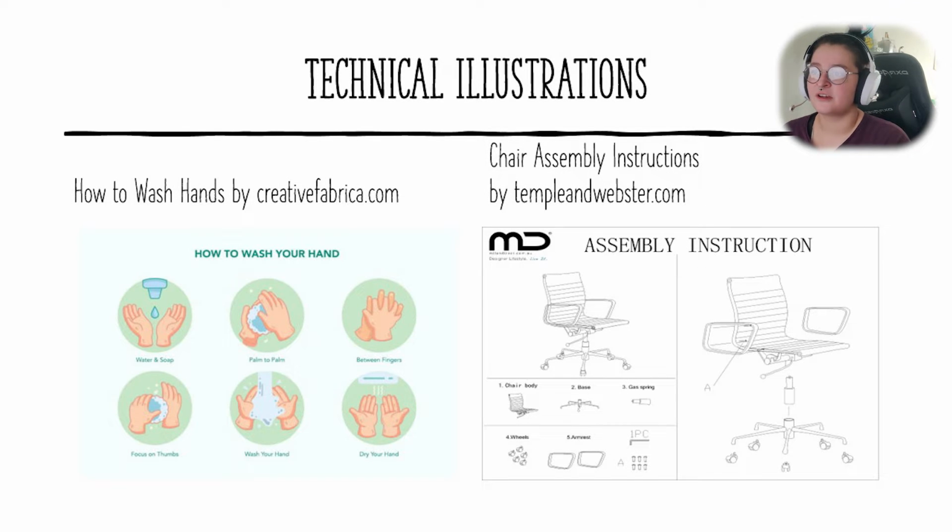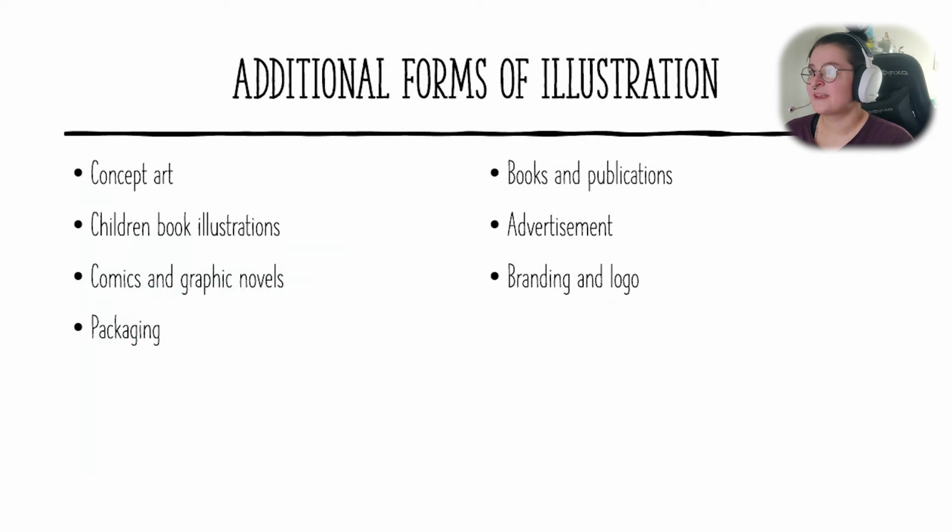Technical illustrations are really useful to clarify information, and usually they try to simplify a lot of stuff. So here we have examples of How to Wash Hands by creativefabrica.com and Chair Assembly Instructions by templeandwebster.com. Additional forms of illustration are, for example, concept art, children's book illustrations, comics and graphic novels, packaging, books and publications, advertisement, branding and logos.